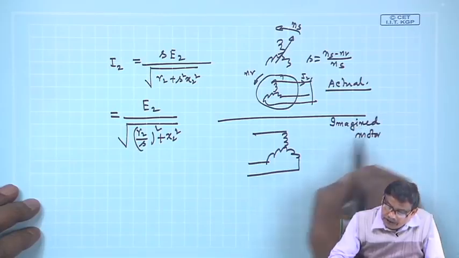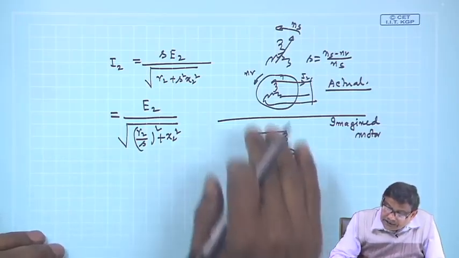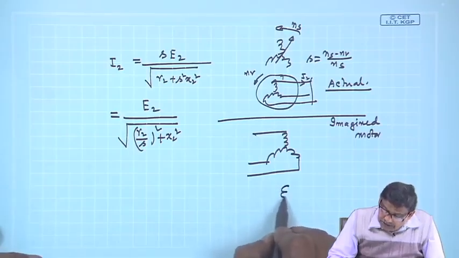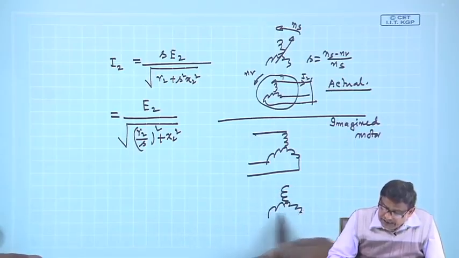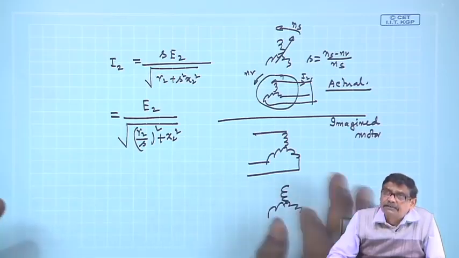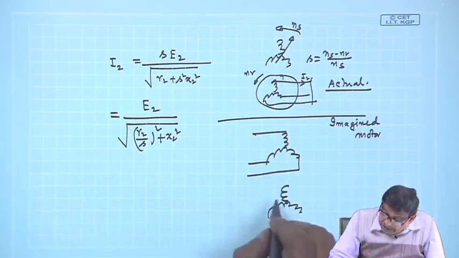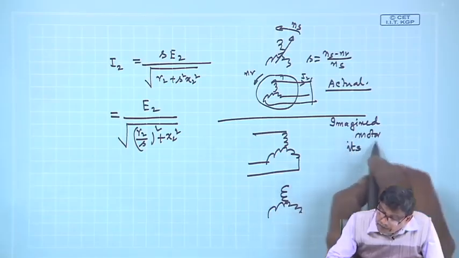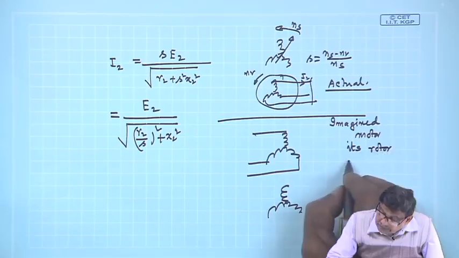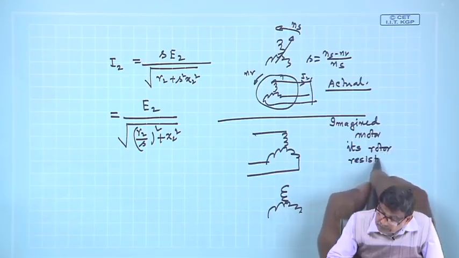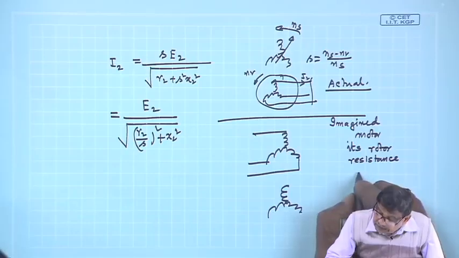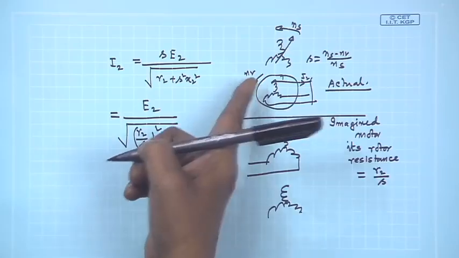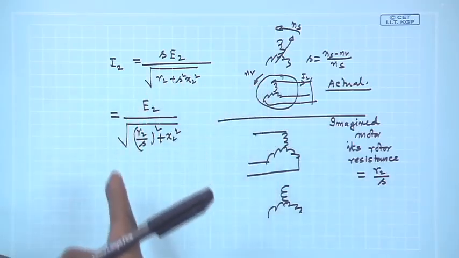Imagine a motor exists whose stator is the same as this, and whose rotor is also the same, including the number of turns, except for one thing: in this imagined motor, its rotor resistance is equal to R2 by S, where S is the slip of this motor. Please listen carefully to what I am telling.